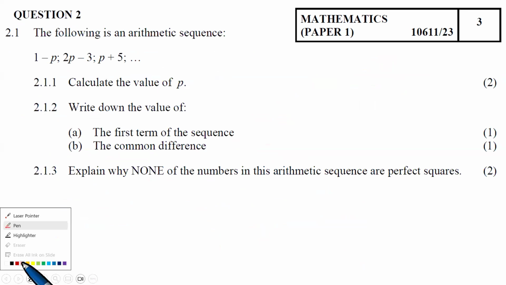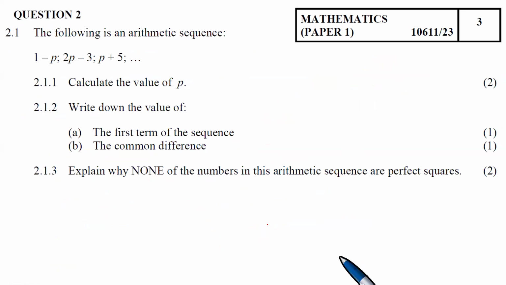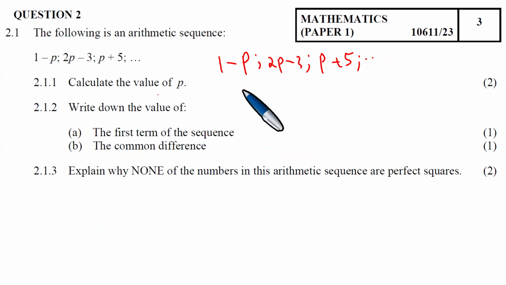Okay, the next one that they gave to the kids in the preparatory of 2023 last year was the following: the sequence is an arithmetic sequence. Calculate the value of p. So they gave the sequence 1 minus p, then 2p minus 3, and then p plus 5. And they said this sequence is an arithmetic sequence. Calculate the value of p.